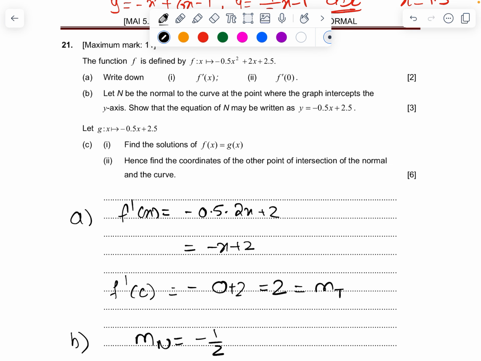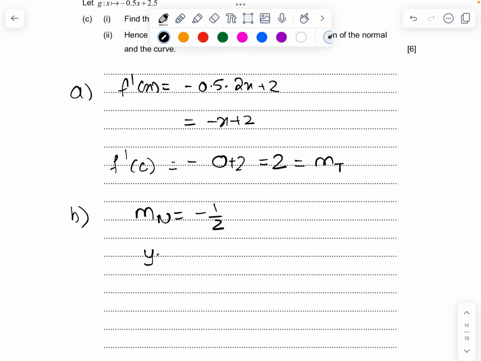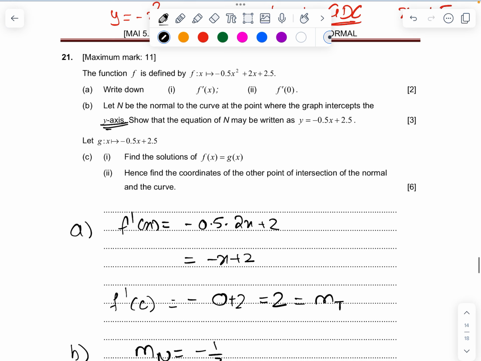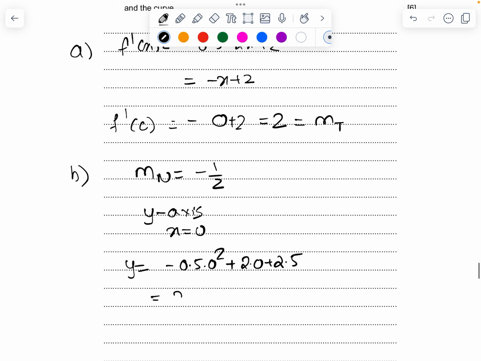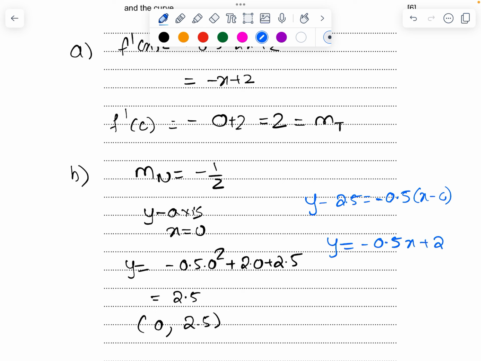At the point where the graph intersects the y-axis. Y-axis means x equals 0. So plug in x equals 0. So minus 0.5 times 0 square plus 2 times 0 plus 2.5. So what is going to be the point? 0 comma 2.5. So the equation is going to be y minus y1 equals m times x minus x1. So y equals negative 0.5x plus 2.5.